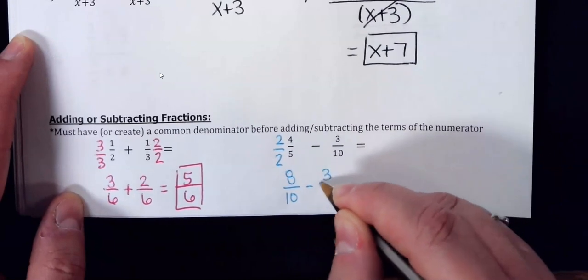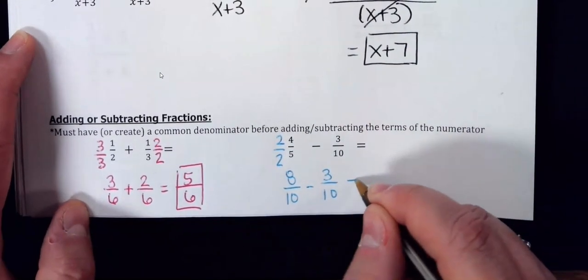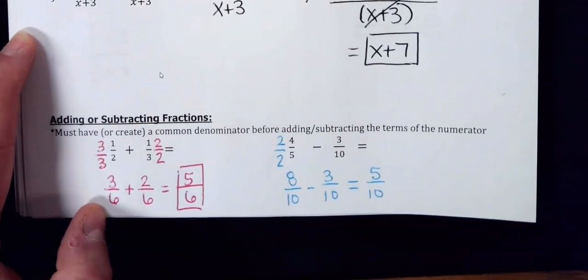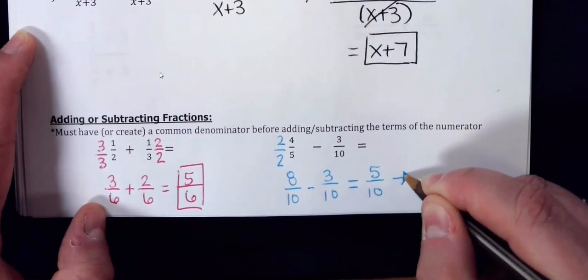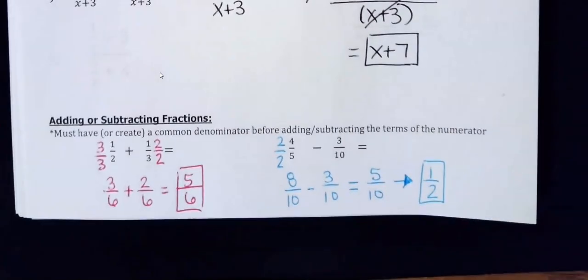And then this was already in tenths, so we didn't have to manipulate that second fraction to get a common denominator here. If you subtract this, you get 5/10, and then you are allowed to reduce, just like we've been reducing up above if we had factors in common here. So this would reduce to 1/2 as our answer.